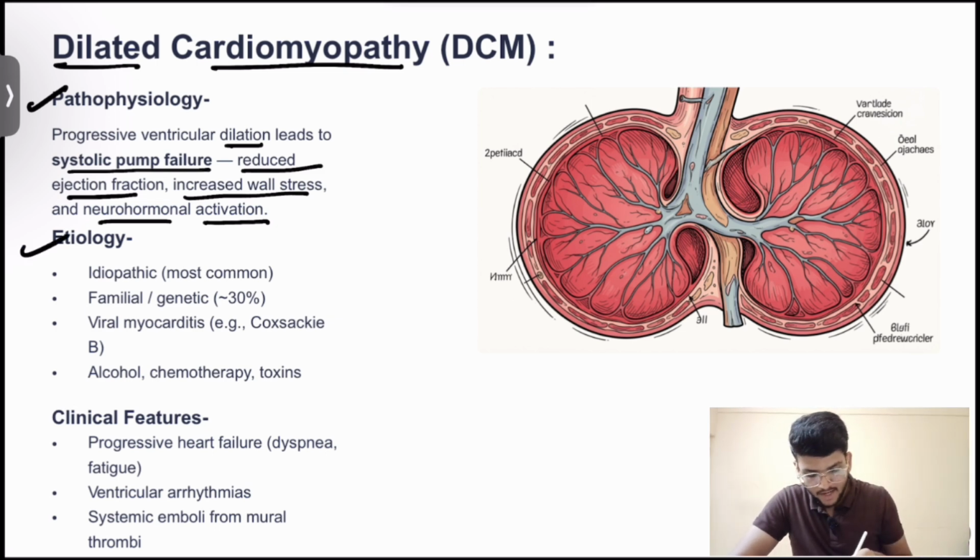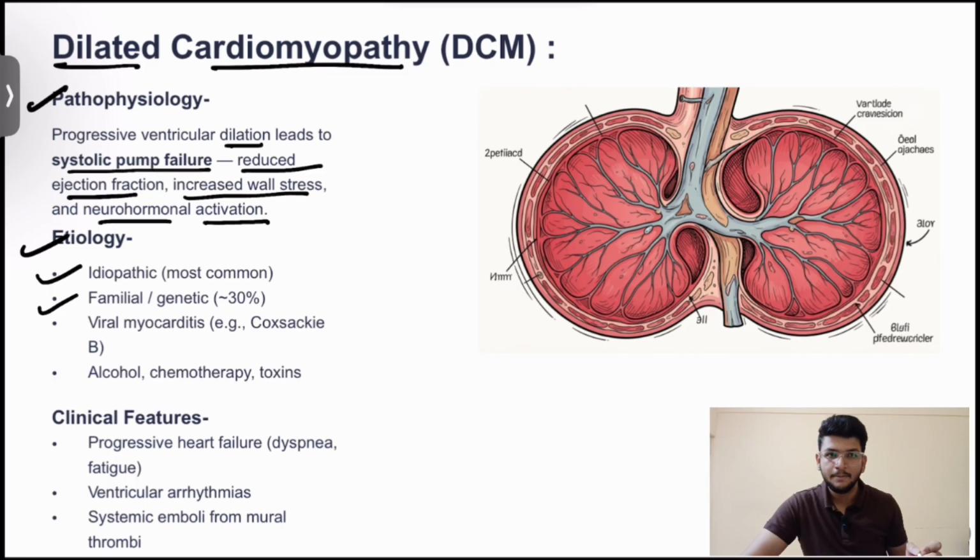The etiology behind dilated cardiomyopathy: it can be idiopathic, where the cause is not known. It can be familial or genetic, about 30% of cases. Viral myocarditis by Coxsackie virus B, and alcohol, chemotherapy, and toxins may lead to dilated cardiomyopathy.